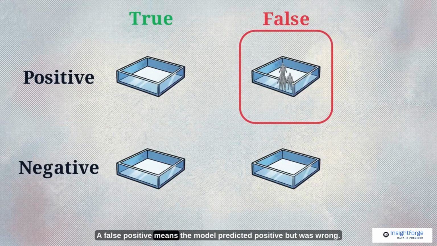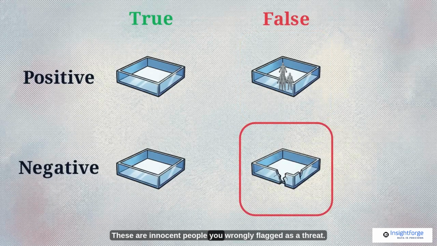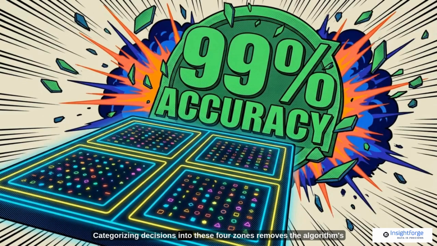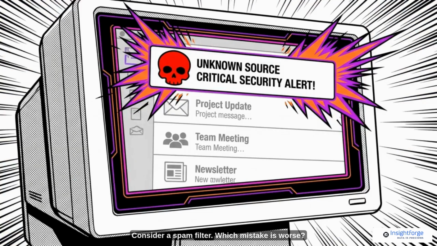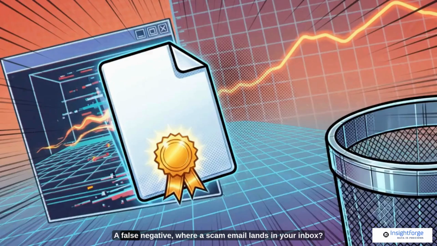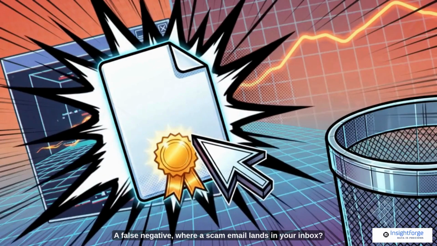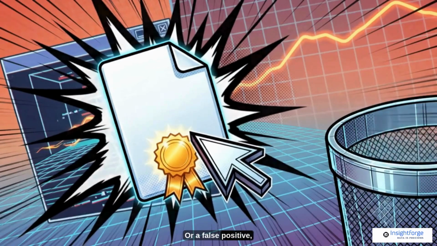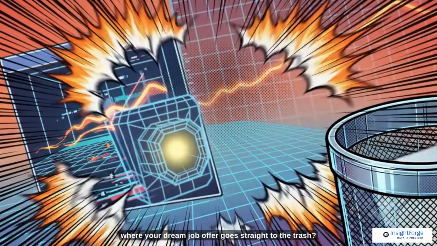A false positive means the model predicted positive but was wrong. These are innocent people you wrongly flagged as a threat. A false negative means the machine predicted negative and made a mistake. These are the actual threats that slipped right past you. Categorizing decisions into these 4 zones removes the algorithm's ability to hide its lazy mistakes. Consider a spam filter. Which mistake is worse? A false negative, where a scam email lands in your inbox, or a false positive, where your dream job offer goes straight to the trash?